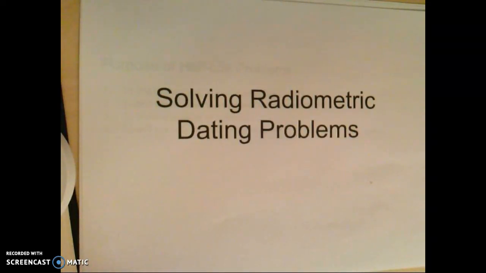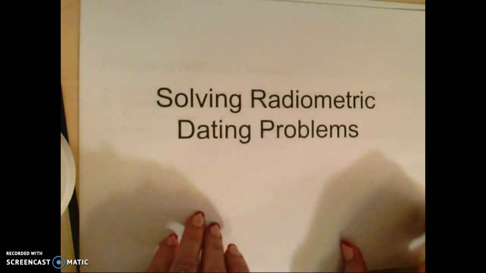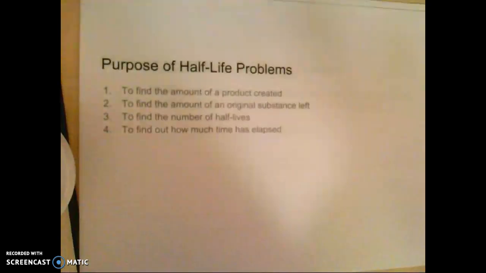Hello all, today we are going to be solving radiometric dating problems, also known as half-life problems, because they're done in order to find out information regarding radioactive decay. There are a few purposes to half-life problems, including to find the amount of product created, to find the amount of original substance left, to find the number of half-lives, and to find out how much time has elapsed.